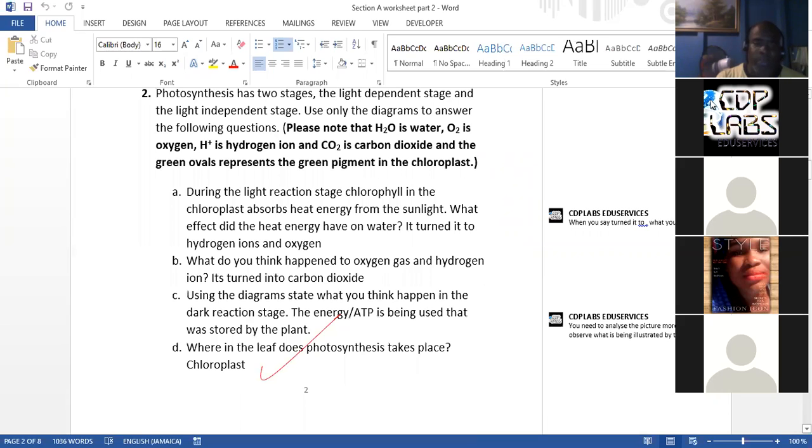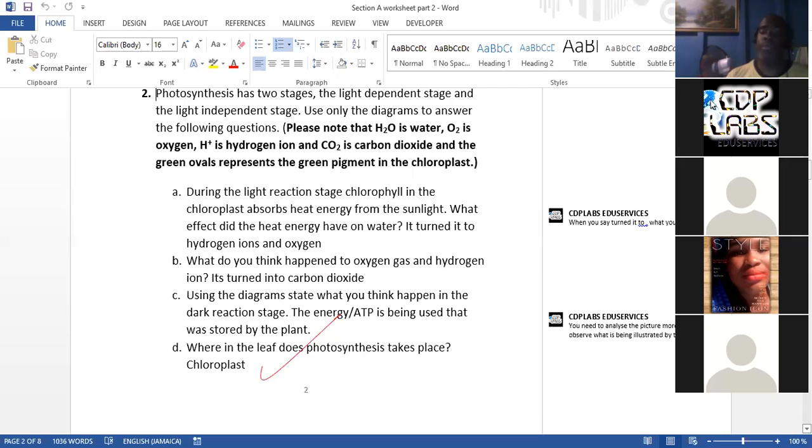The energy is being used that was stored by the plant. You see, that response is vague. I don't know what you're talking about. Now, what happened to oxygen gas, by the way? I gave you the answer for part C a while ago. But for part B, what happened to the oxygen gas is that it leaves the chloroplast and diffuses out of the leaf, and the hydrogen now remains in the chloroplast. That's what the picture showed you.